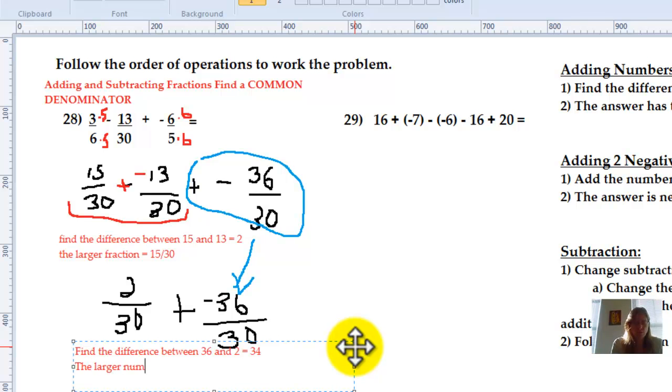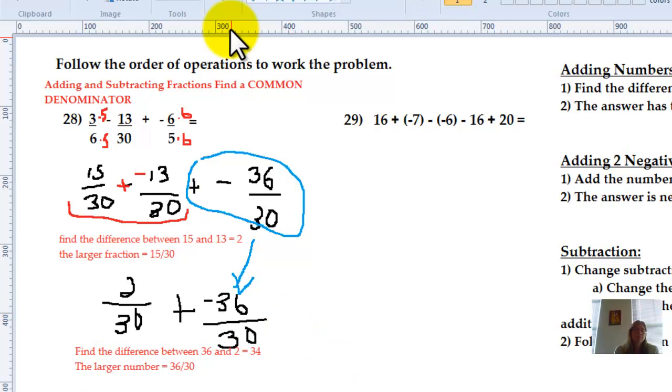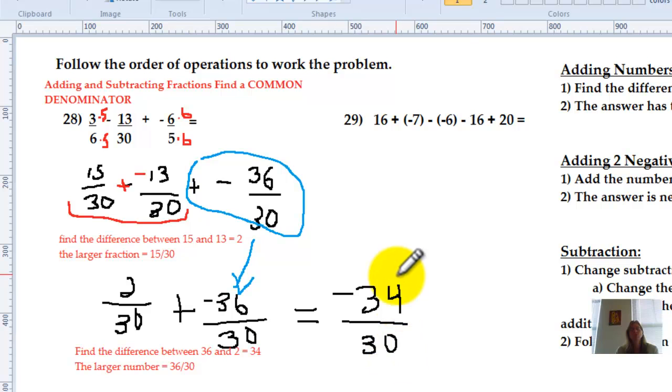So the larger number is between these two fractions, 36/30, the larger numerator when you have the same denominator. Okay, so 34 is the difference between those two numerators, and we use the sign of the larger numerator, which is 36, so the answer is negative 34/30. This needs to be reduced because these are two even numbers, and also 34 is larger than 30. So that indicates we have an improper fraction.